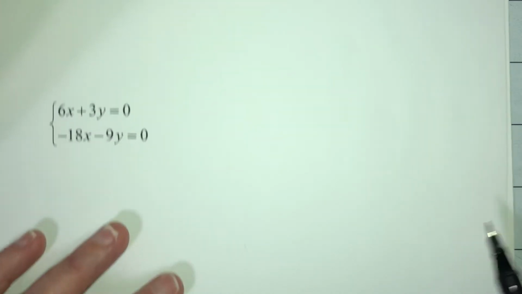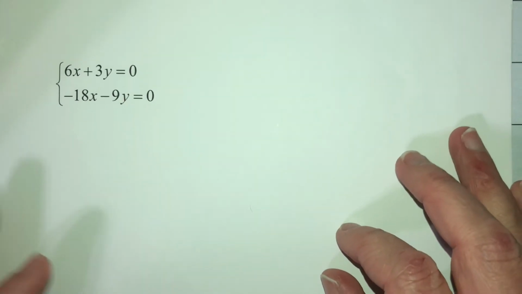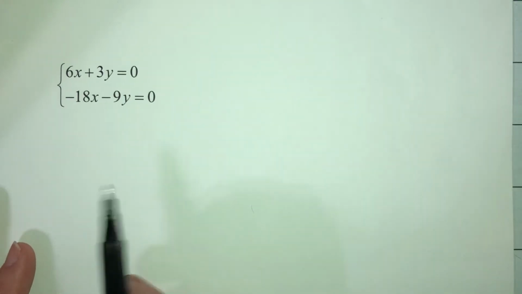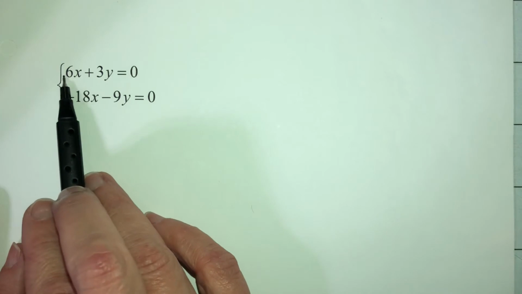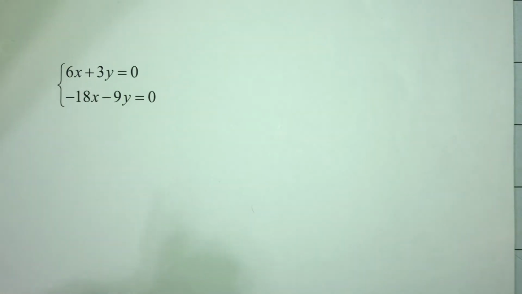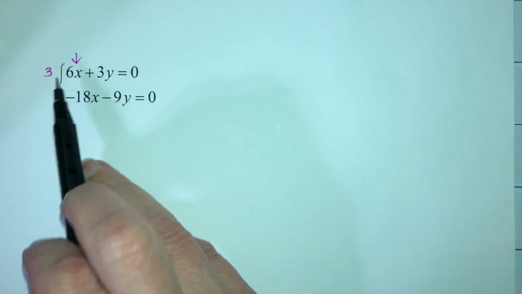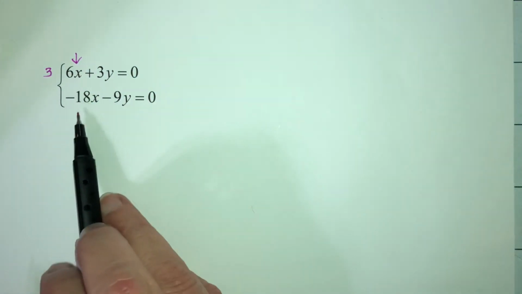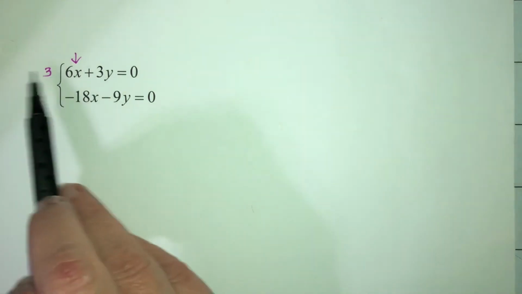Okay, look at the next one. What we have is something very similar. We want either our x or our y to go away. You can easily change the 6 into an 18 and the 3 into a 9. Just pick one. So let's say we want to get rid of x. I would need to multiply this by a 3. That would give me a +18 here, a -18 here. So go ahead and distribute this all the way through.